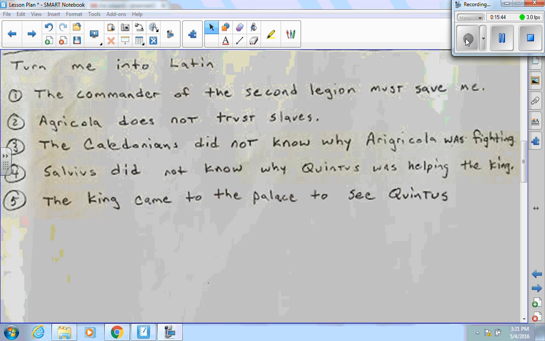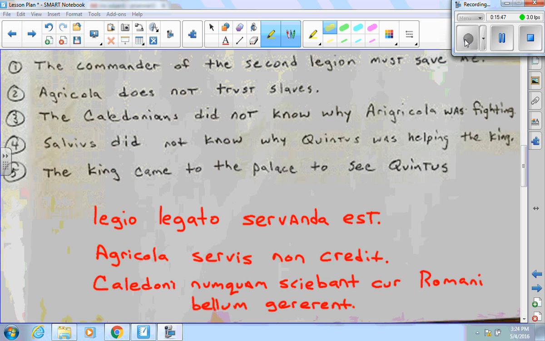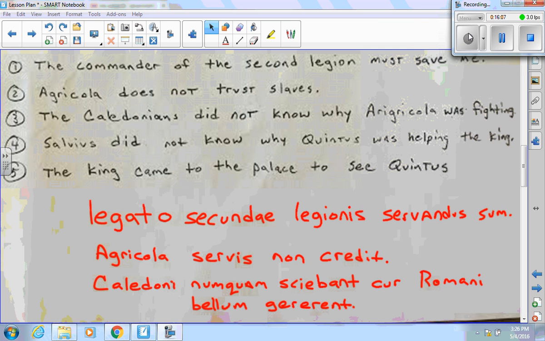Each one of those is chosen for a specific reason. You need to be aware of what the reason is, as well as how to get there. Here are the first 3. The first one wants to make sure that you understand that you have your dative of the agent, you have a nominative, and then you have your gerundive of obligation. Again, the commander of the 2nd Legion.